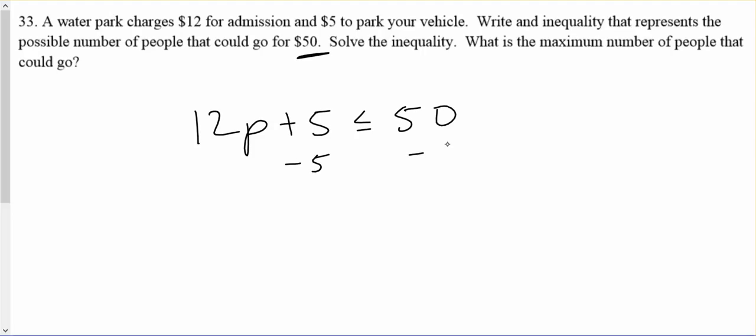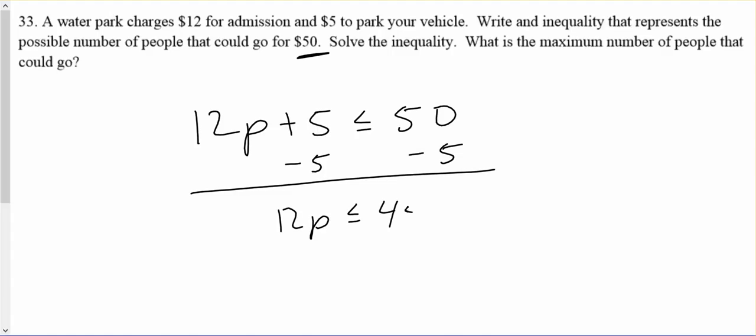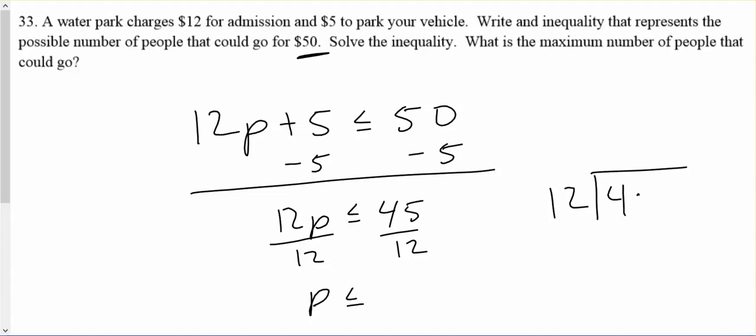So if we subtract 5, 12P is less than or equal to 45. Divide by 12, divide by 12. And P is going to be less than or equal to 45 twelfths. Well, if that were 48, it would be 4. So it's going to be 3 point something, right? 12 goes into 45, 12 goes into, that would be 3. That would make 36. So 9. So that's 3 and 9 twelfths.